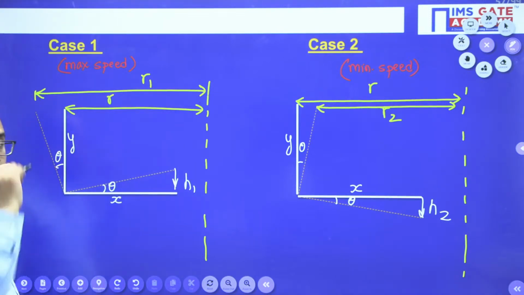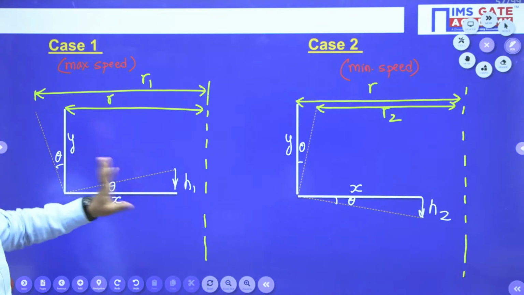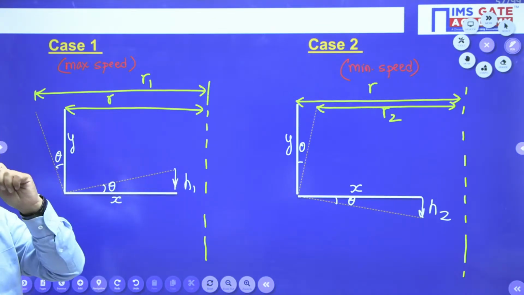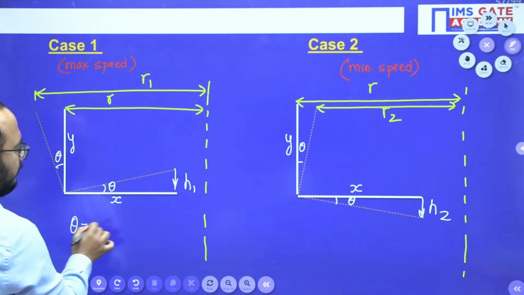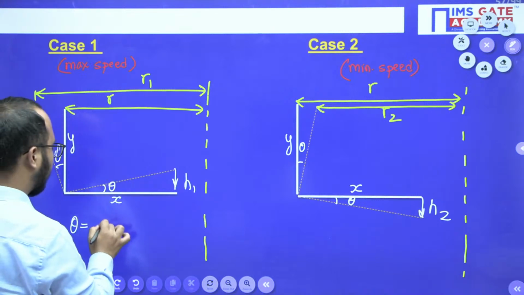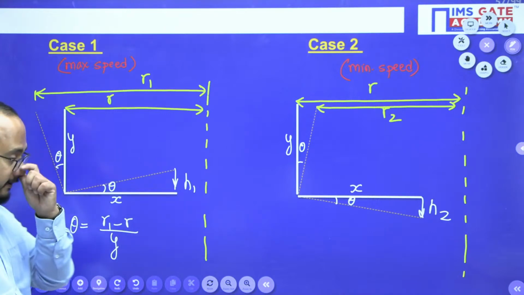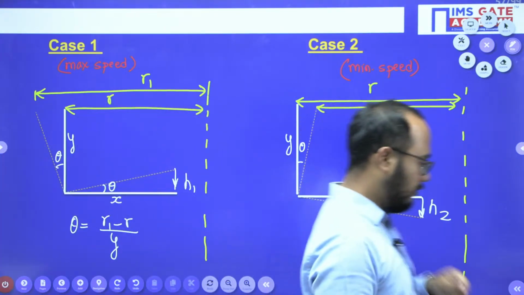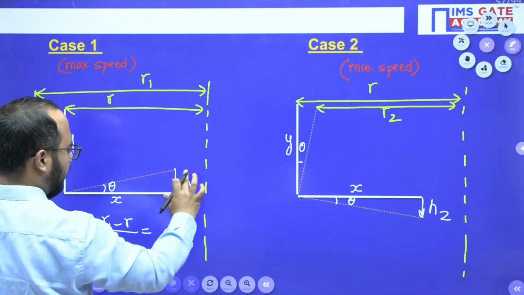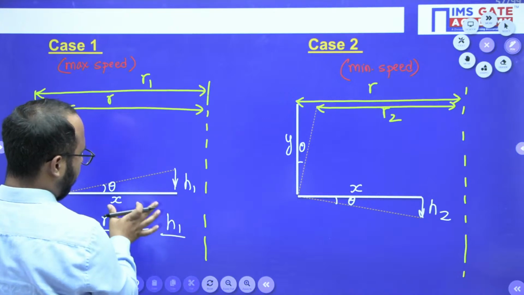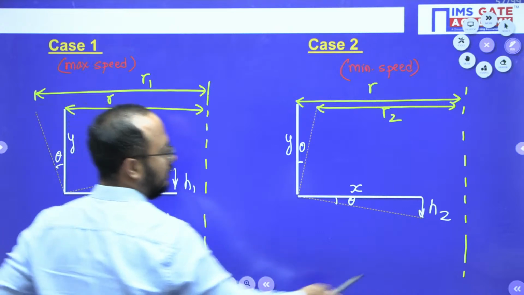Clear, everyone? Right? Now see, from here also theta you can calculate, from here also theta you can calculate, but I need this H1. Okay, for that, let's suppose if I use this theta here. So this theta equals perpendicular upon base. Perpendicular will be what? R1 minus R divided by base will be what? Y here. Clear? Yes or no? What about this one? In this case, it will be equal to perpendicular H1 divided by the base, that is X. So I can easily write here the value of H.